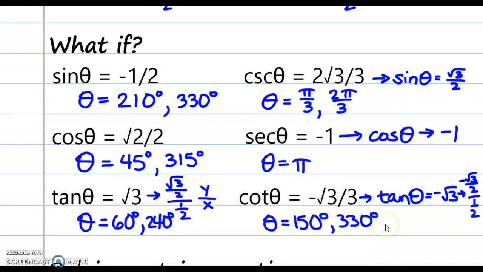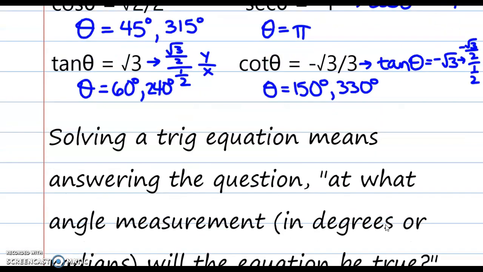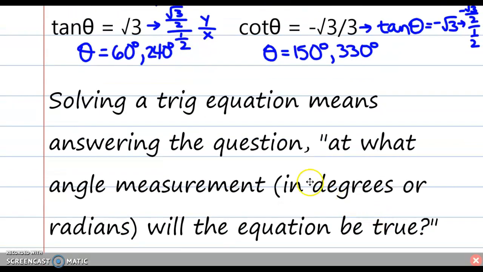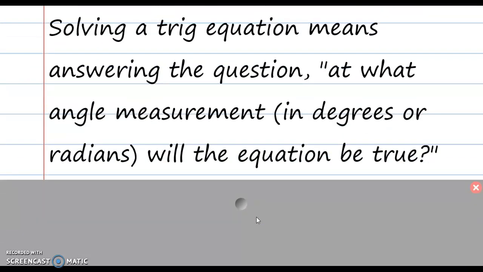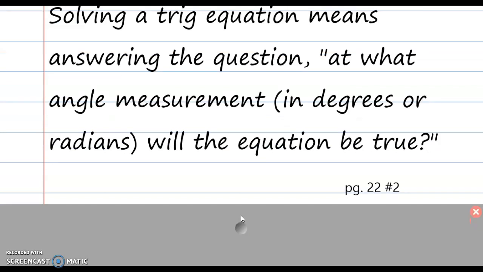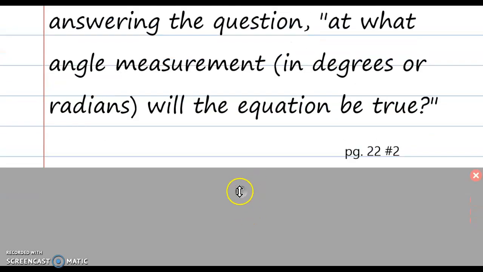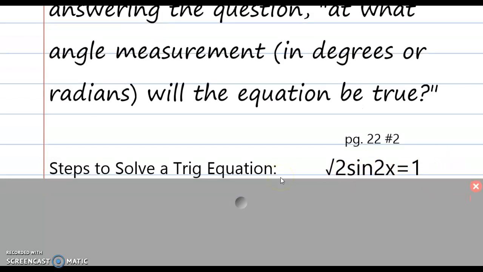Okay. So again, solving a trig equation means answering the question, at what angle measurement, either in degrees or radians, will this equation be true? So we just solved 6 basic ones. They're going to get a little bit more complicated. So here are the steps. And if you want to do this in your packet, pause the video and turn to page 22, number 2 of your packet.